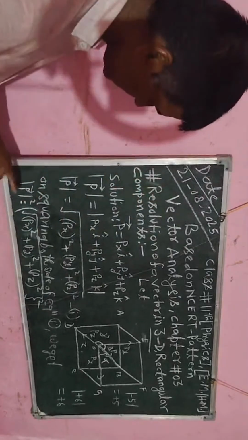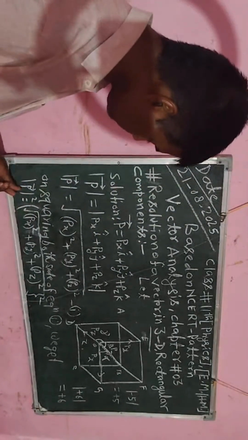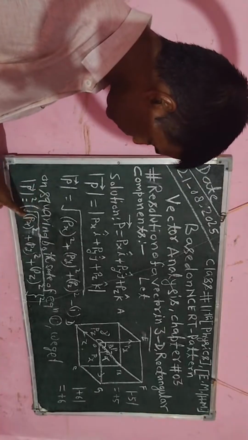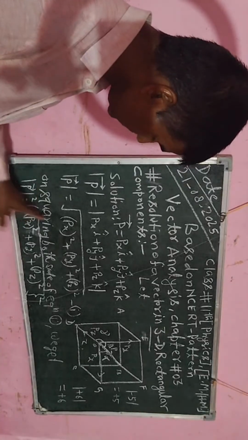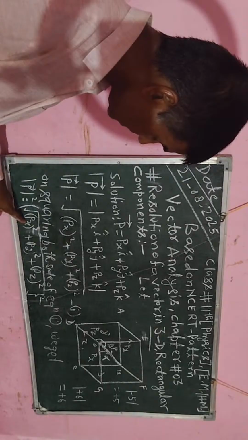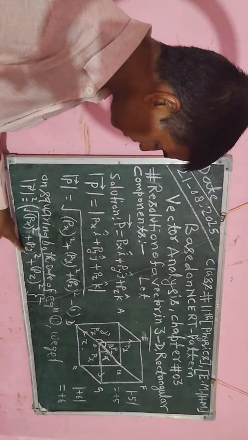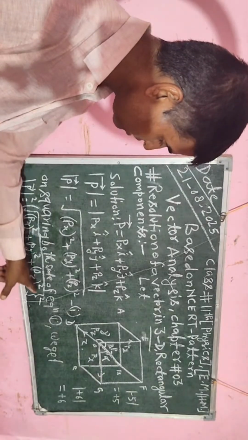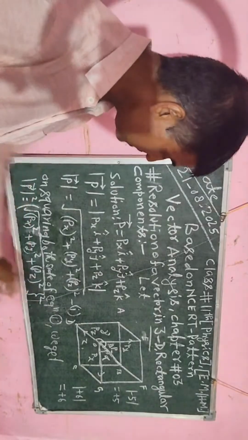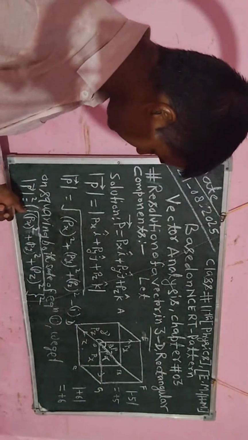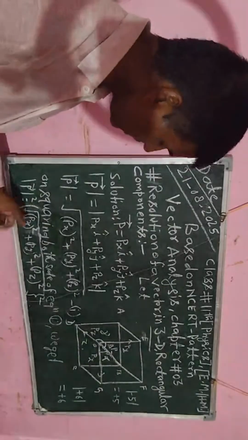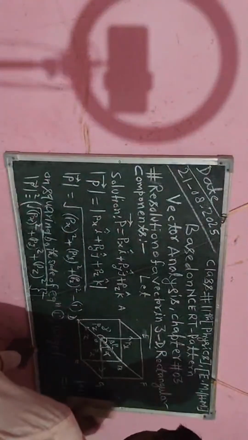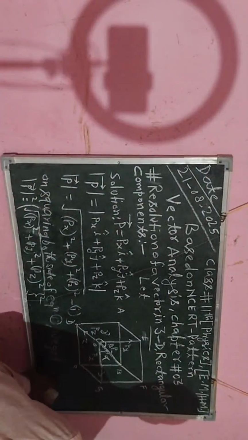So vector P mod whole square which is equal to square root, in the square root I have written here Px whole square plus Py whole square plus Pz whole square, of whole square. Okay, now next information I am going to tell you for understanding the information in detail. Here I have to write and you follow it positively.